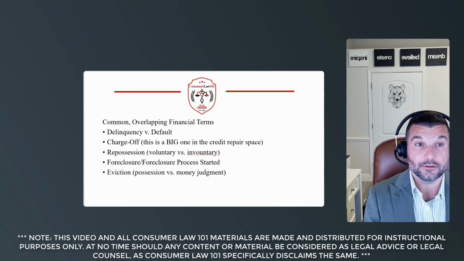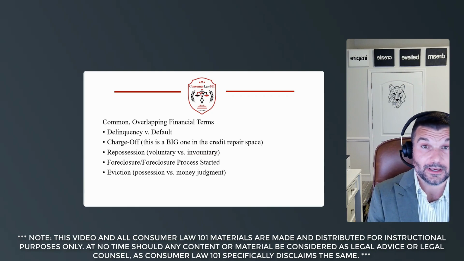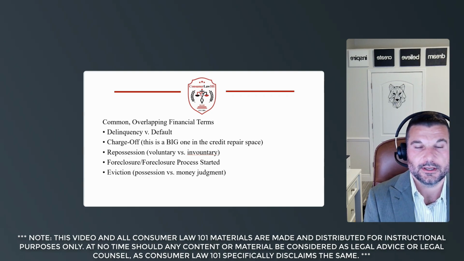A default is a contract term. Basically, a contract signifies and defines when a default occurs. Sometimes missing one payment is a trigger of a default. Sometimes under credit card agreements, filing of a bankruptcy is an automatic default, which could be an automatic default even if you've never missed a payment. Again, default is a creature of contract, generally speaking, and it's different than a delinquency.